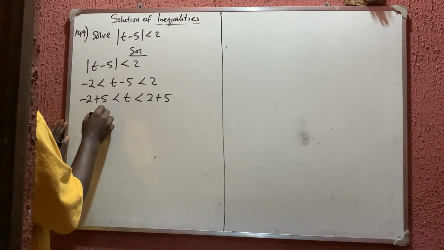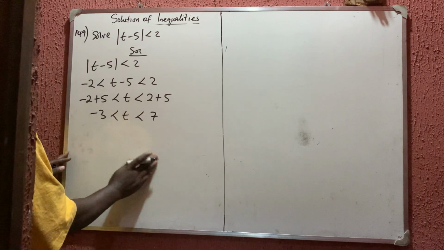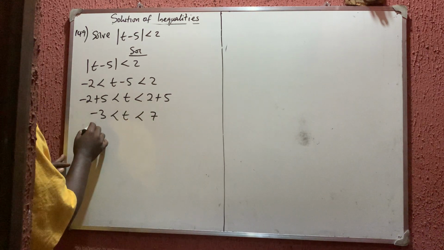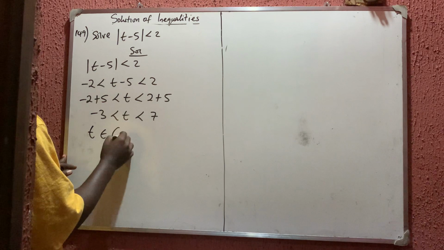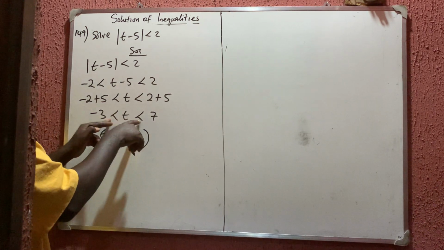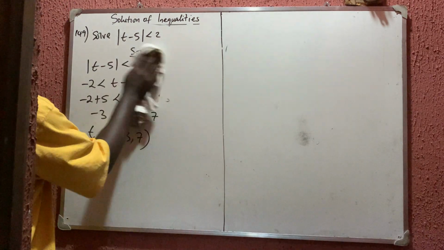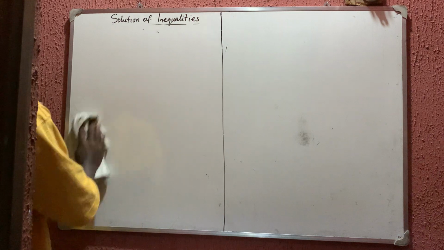So what do you have? Minus 3 is less than t, which is less than what? 7. So we have that t is an element of an open set of minus 3 and 7. So why did I use an open set? Because there is no equality sign. So that is the answer to this. Very, very simple. So we move to question number 150.